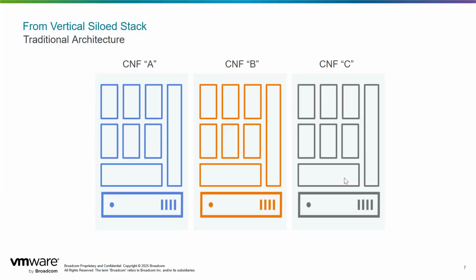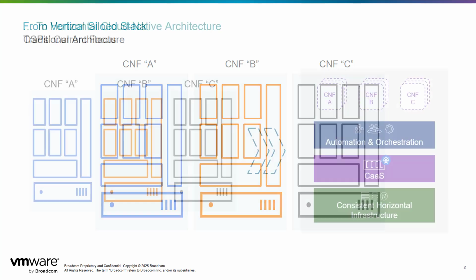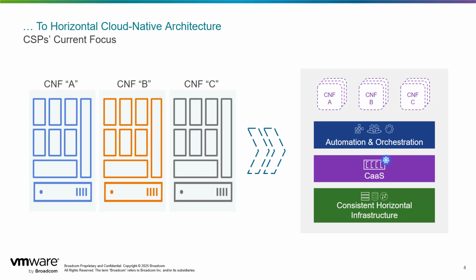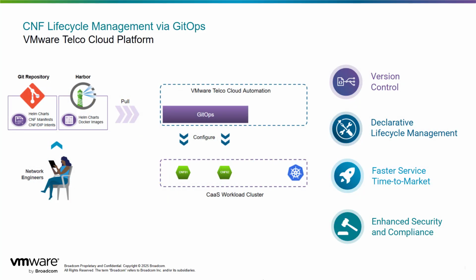As communication service providers, or CSPs, transition from vertical stacks to horizontal cloud native architectures, there is a level of complexity in managing the life cycle of network infrastructure and network functions. In this agile environment, GitOps is emerging as a transformative methodology, enabling continuous delivery and operations.